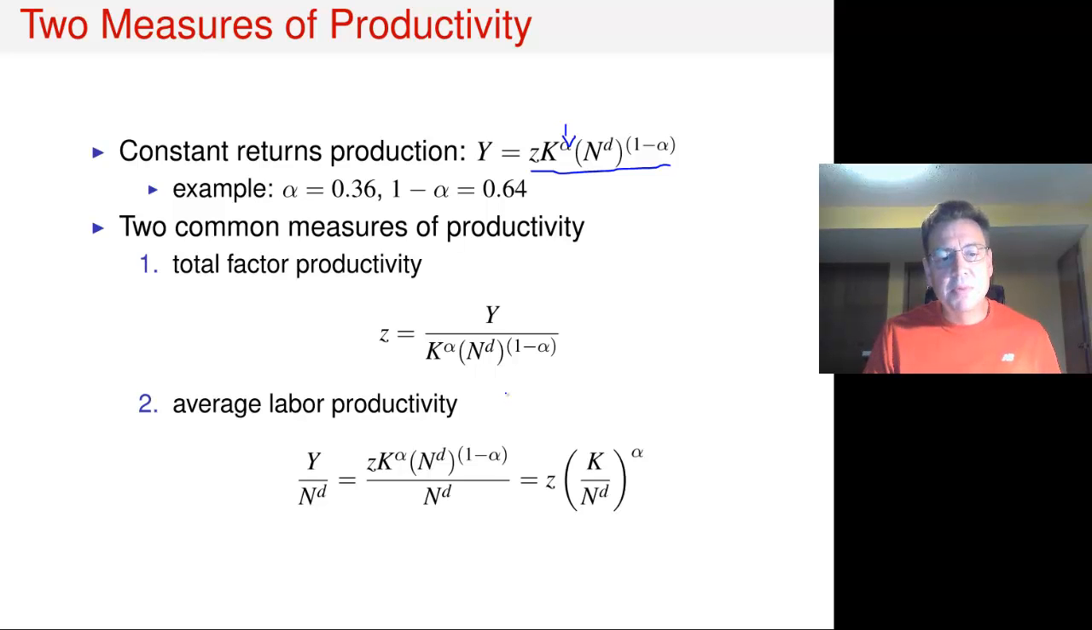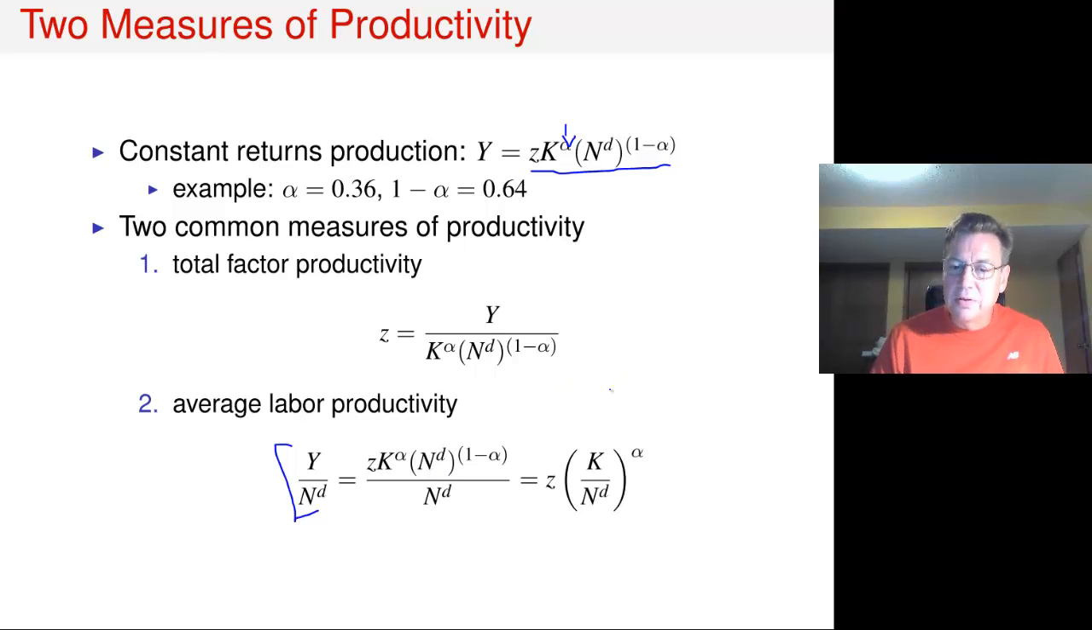But another more common measure is average labor productivity. Average labor productivity is just take total output and divide it by total number of hours worked. So that tells you how much, on average, each hour of labor produces. Now you'll notice that to compute this measure of labor productivity, you don't have to know alpha. You don't have to know what the production function looks like. So there are real advantages to the measure of productivity that is called average labor productivity.